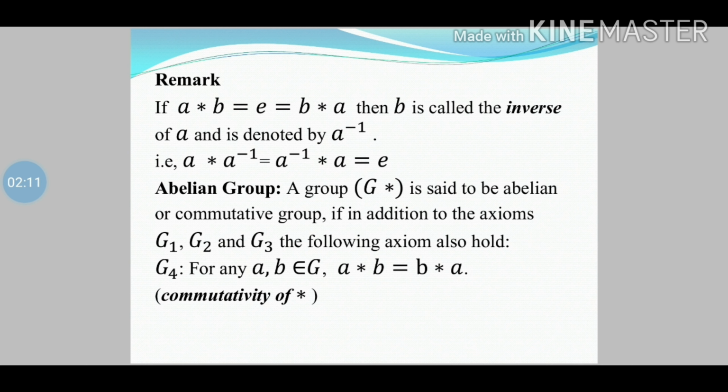Next one is abelian group. A group (G, star) is said to be an abelian or commutative group if it satisfies an additional property 4. That is, if we take any two elements a, b belonging to G, then a star b is equal to b star a.